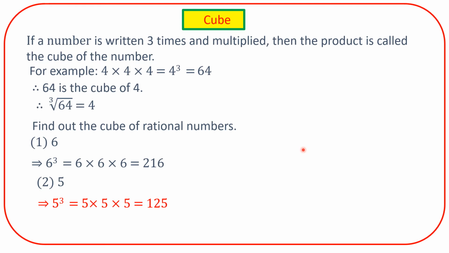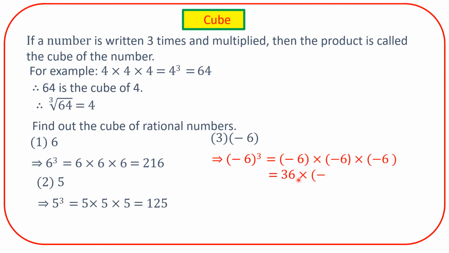Now observe carefully. I take another example. Third example, minus 6. Minus 6 cube is equal to minus 6 into minus 6 into minus 6 is equal to plus 36 into minus 6 is equal to minus 216. Means cube of a positive number is positive and cube of a negative number is negative.